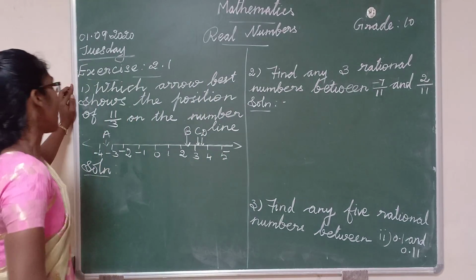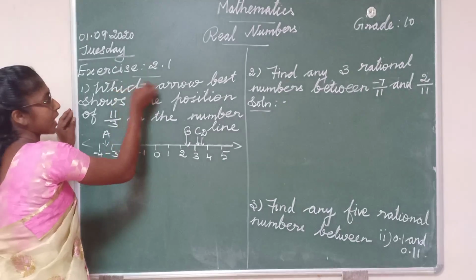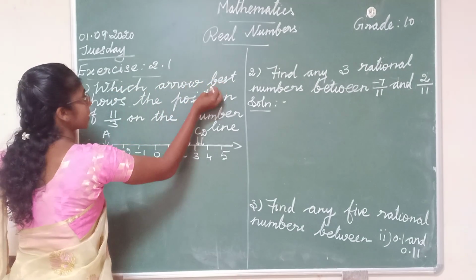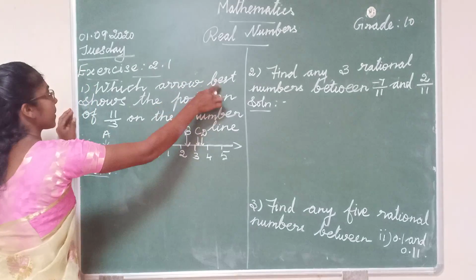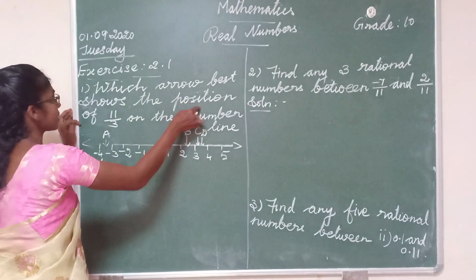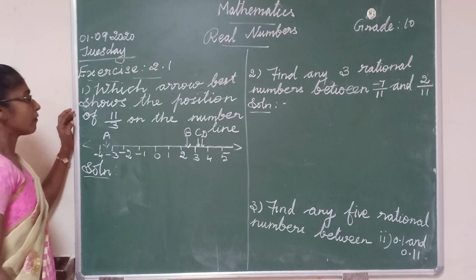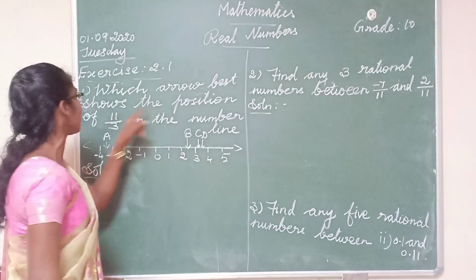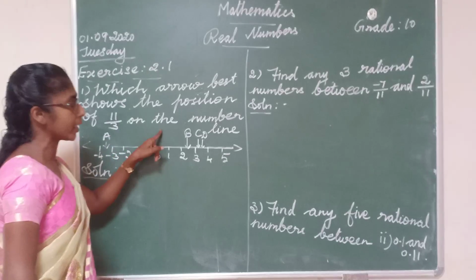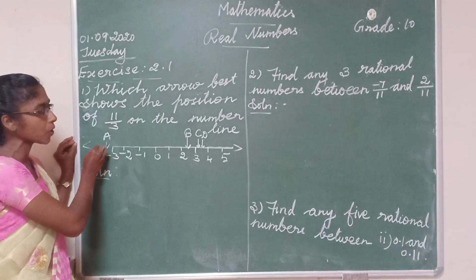First problem, exercise 2.1, first problem. Which arrow best shows the position of 11 by 3 on the number line? This is the question. The number line also is given.